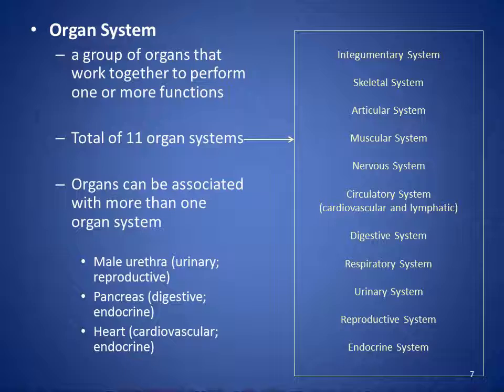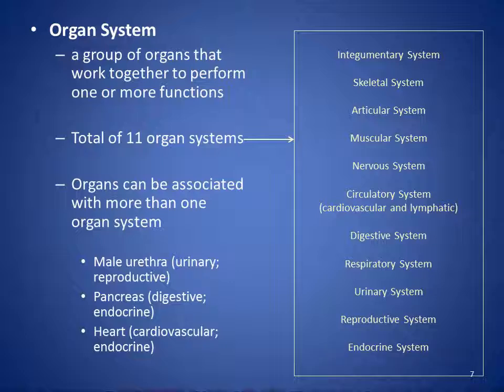An organ system, again, is a group of organs that work together to perform one or more functions. And in the human organism, there are a total of 11 organ systems. And these include the integumentary system, or skin, the skeletal system, the articular system of joints in the body, the muscular system, the nervous system, the circulatory system, which consists both of a cardiovascular component and a lymphatic component, the digestive system, the respiratory system, the urinary system, the reproductive system, and the endocrine system.